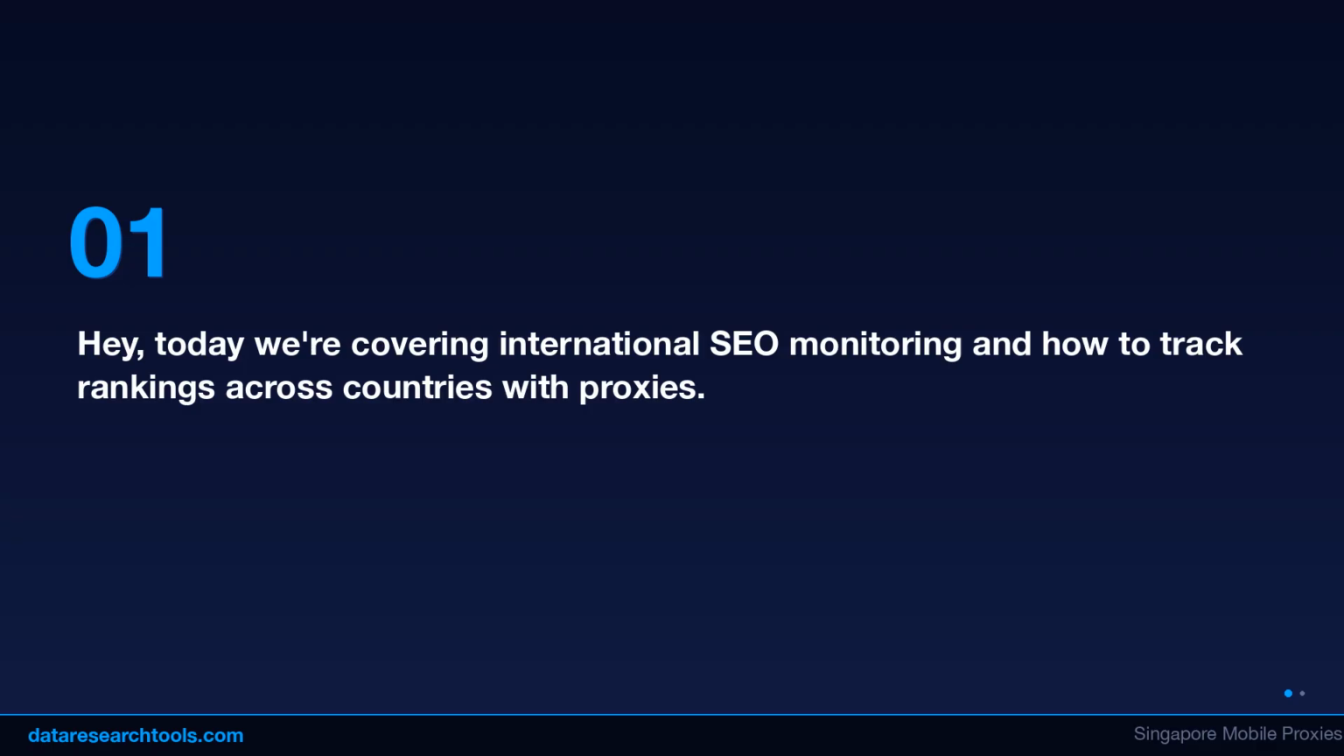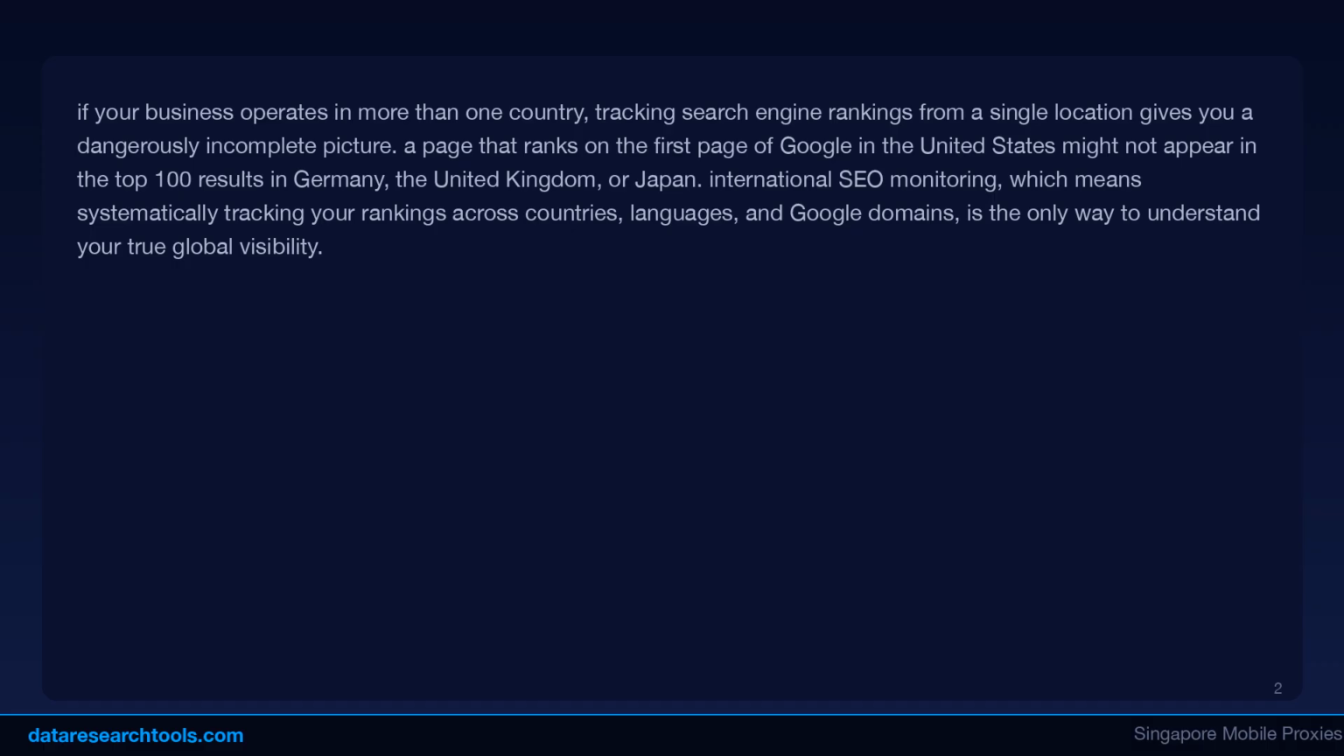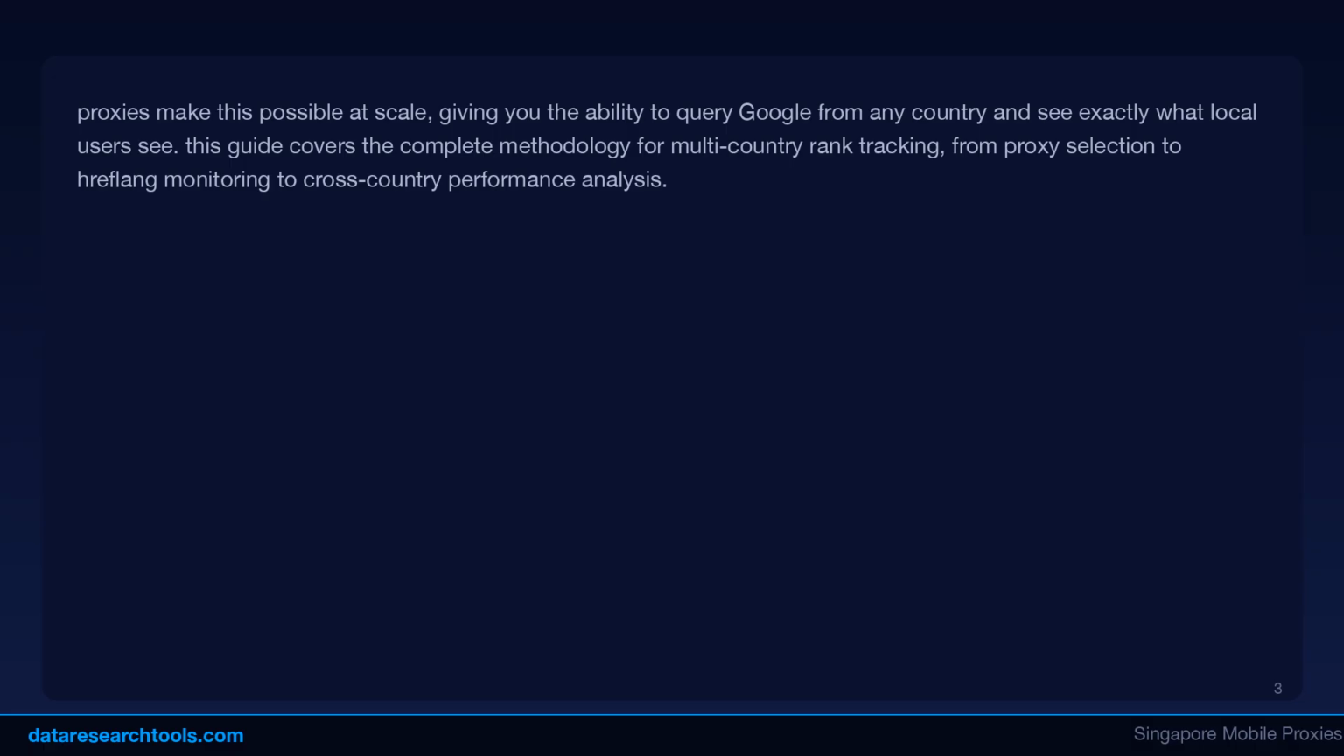International SEO monitoring, which means systematically tracking your rankings across countries, languages, and Google domains, is the only way to understand your true global visibility. Proxies make this possible at scale, giving you the ability to query Google from any country and see exactly what local users see. This guide covers the complete methodology for multi-country rank tracking, from proxy selection to Hreflang monitoring to cross-country performance analysis. Google does not maintain a single global index.